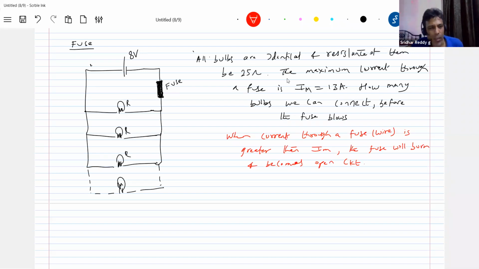So in a house, all the connections are done in parallel, and we say loading problem, no? The technical word we use is overload, that's why the fuse got burnt. So that only is what I'm discussing now.